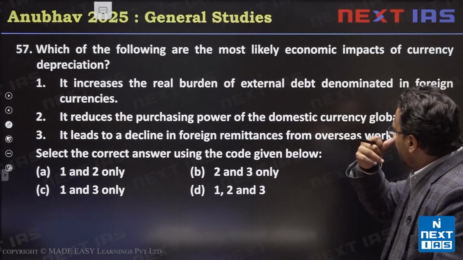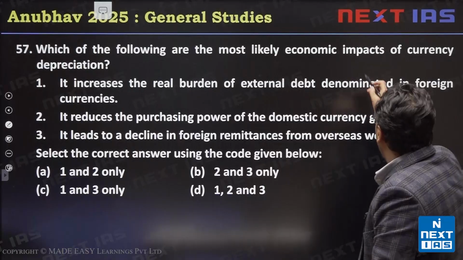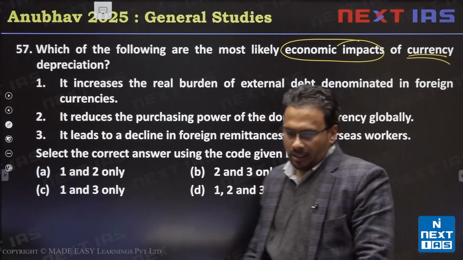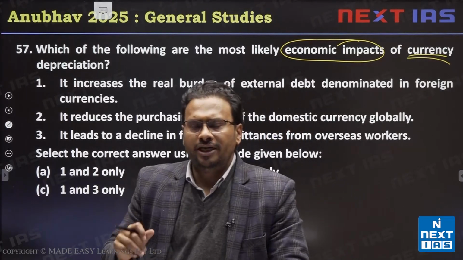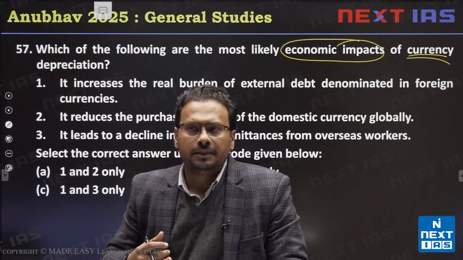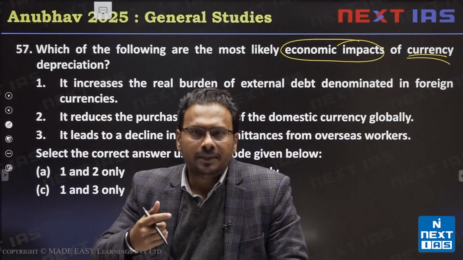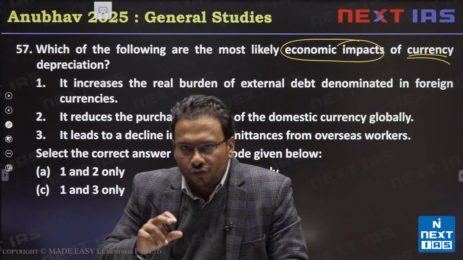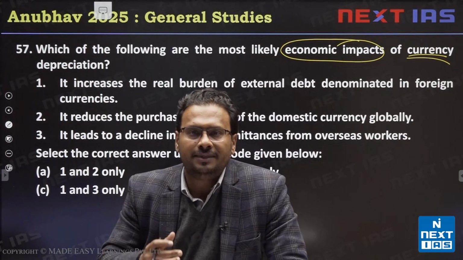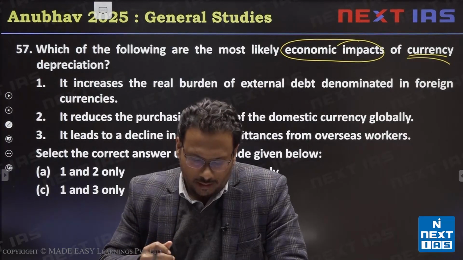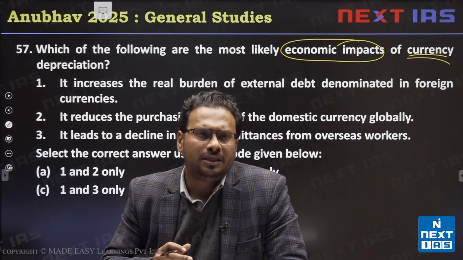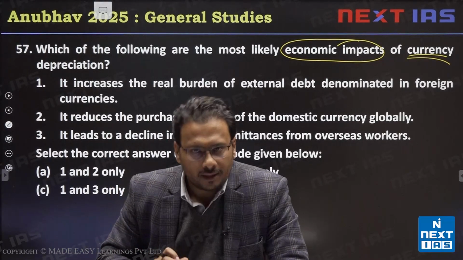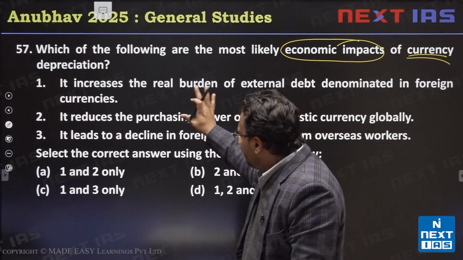Now 57. Which of the following are the most likely economic impacts of the currency depreciation? If I talk about the currency depreciation, it means that a country's currency decreases against the value of an international currency. It usually happens under the floating exchange rate system, where the currency is determined with the supply and the demand in the forex market, right? This is very general part.